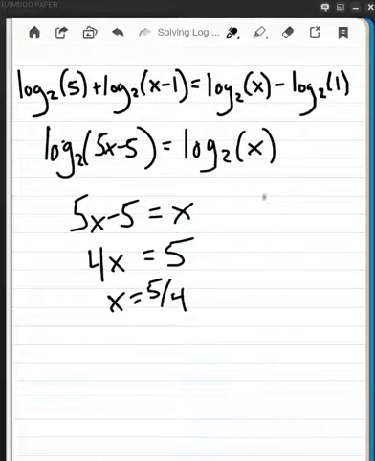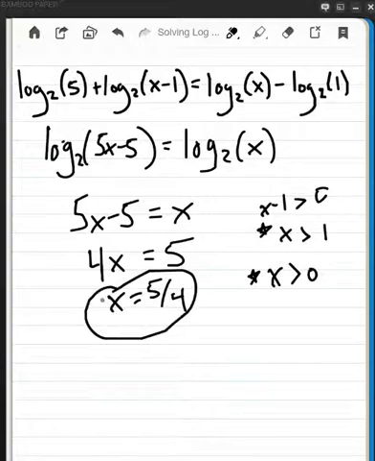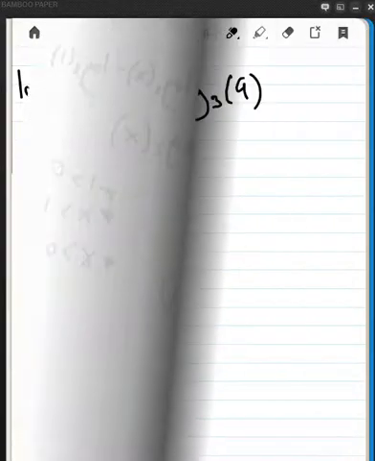Alright, let's see. X minus 1, which is the argument from this guy right here, has to be greater than 0, which means x has to be greater than 1. 5/4 certainly satisfies that. 5/4 is 1 1/4. Up here, your argument is x, so x has to be greater than 0, and sure enough, 5/4 is greater than 0. So this solution is not extraneous. It works in all the cases where you have the variable x inside of a log function, so this is your solution. No extraneous solutions.